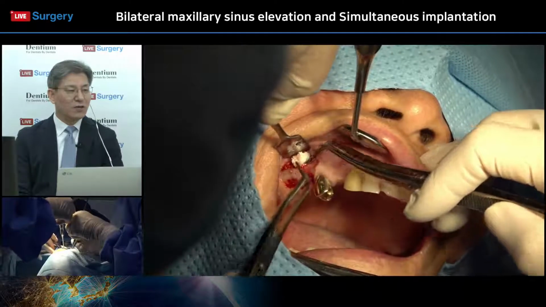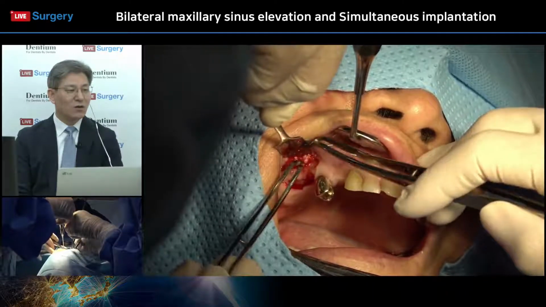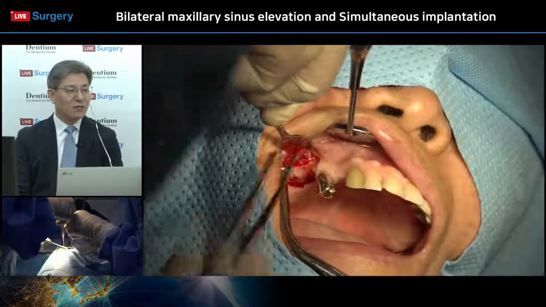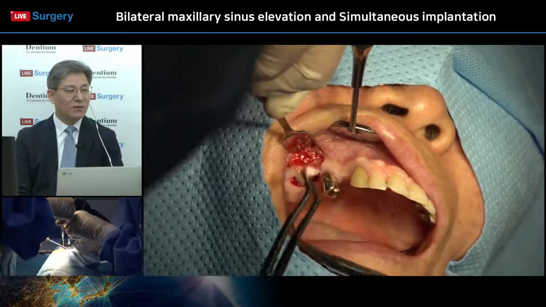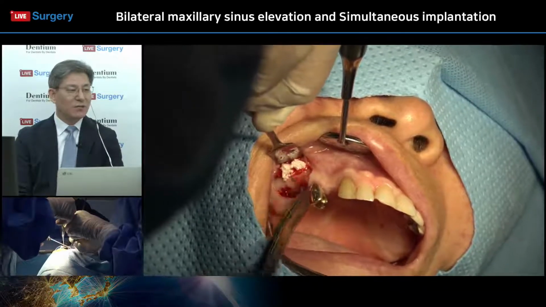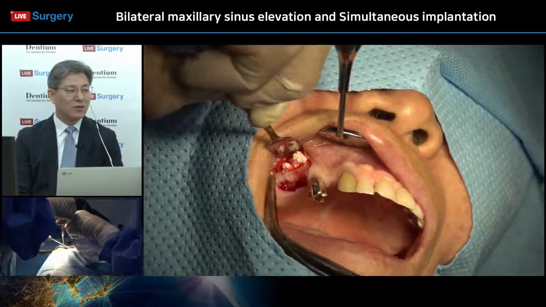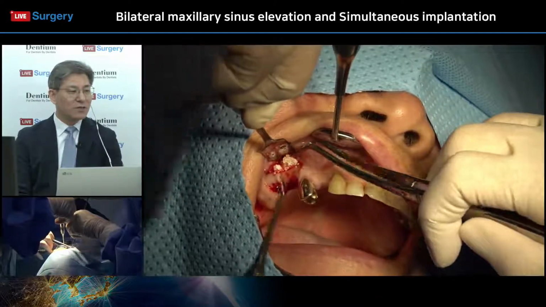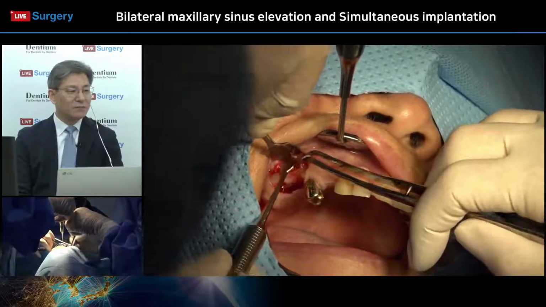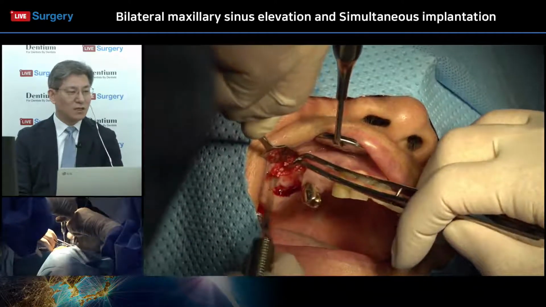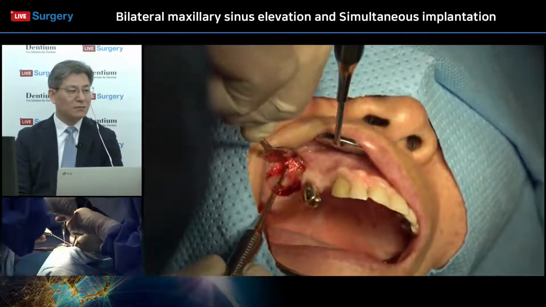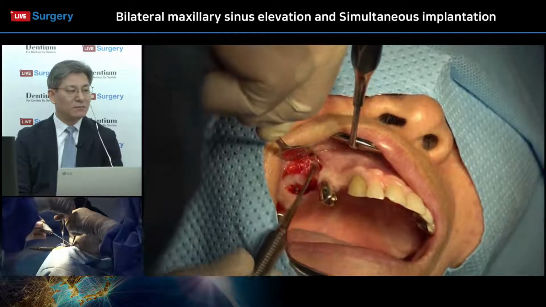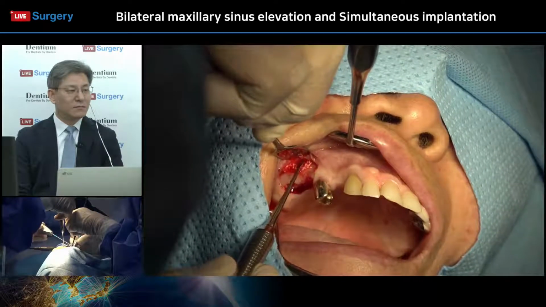Yeah, he used a small size, meaning the same diameter but the length is 5 millimeter. The bigger one is 10 millimeter. So now he is using the 5 millimeter length, the small one. Okay, sinus elevation was done. After that, I will try the implant site drilling.